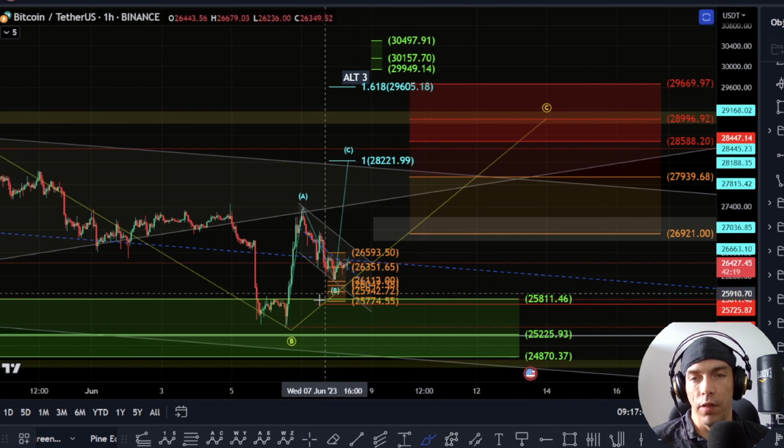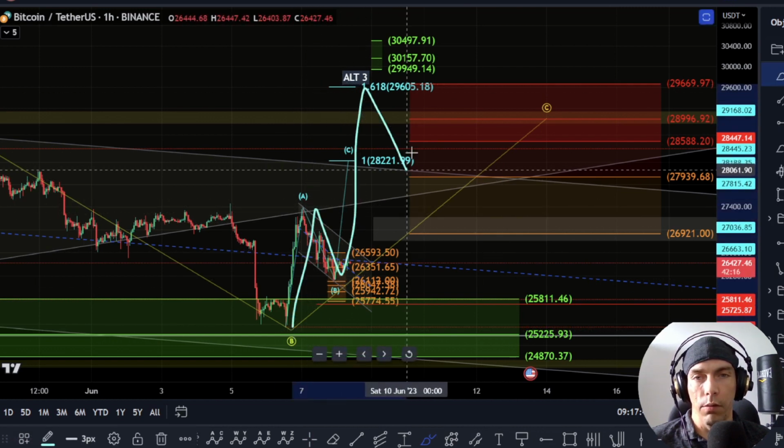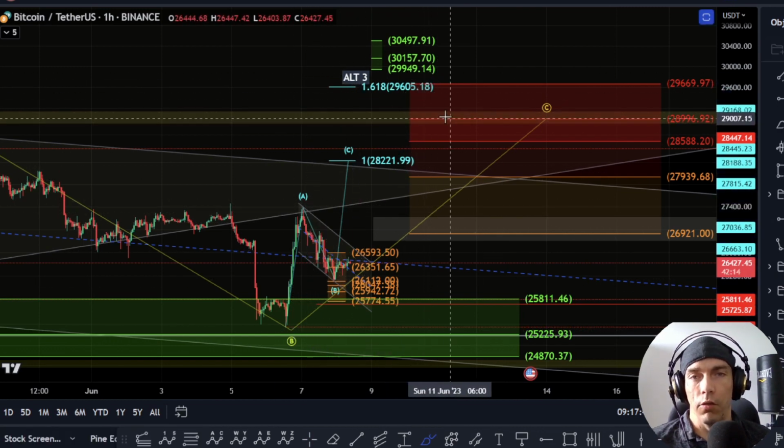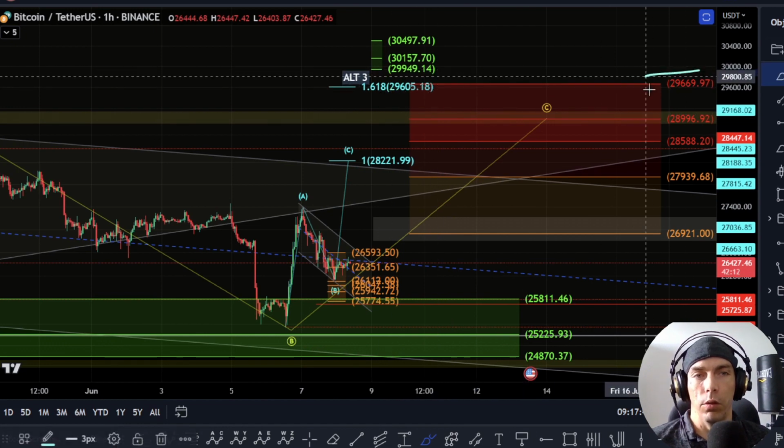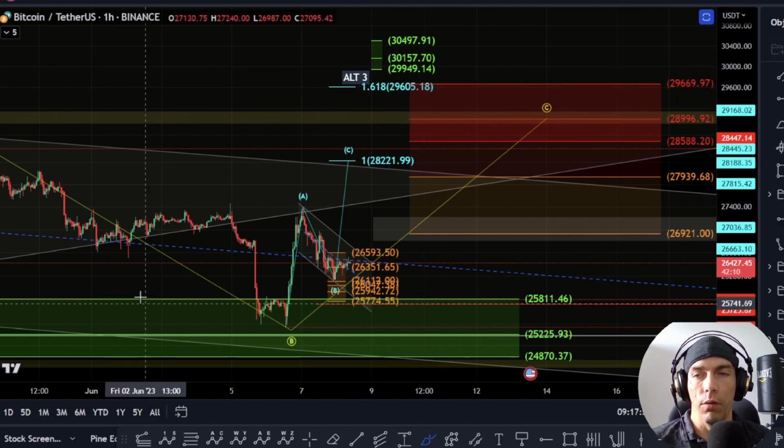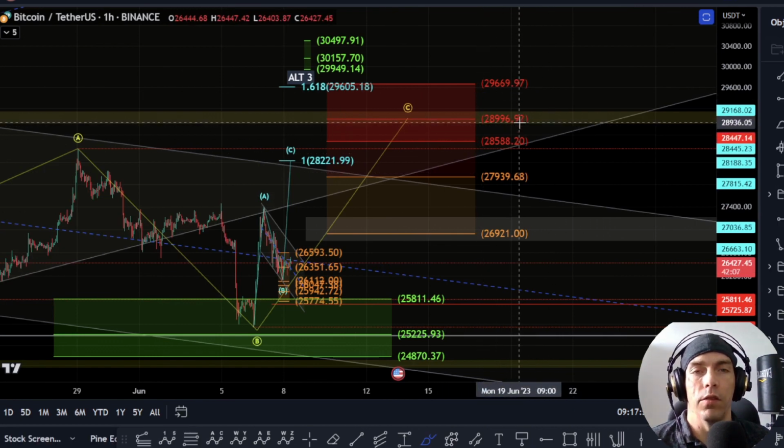There is always the possibility that even if we do get this as 1, 2, 3, 4, and 5, what we could see is a truncation in that 5th wave, which could still look to target out this 1.618 of the A wave, which would be at this 29,669.